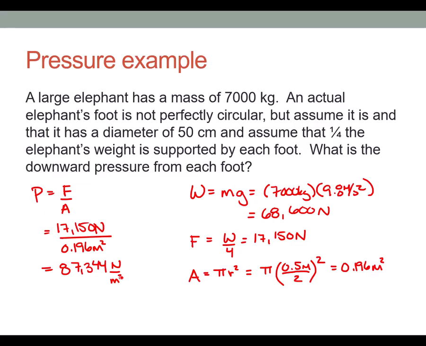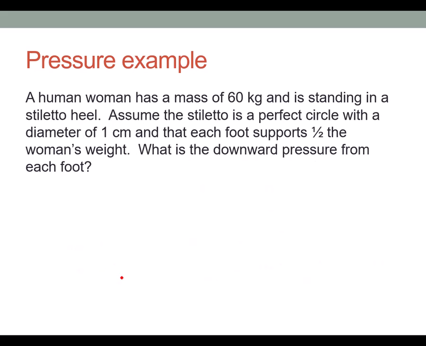Okay, so now we're going to basically do the same calculation, but for a human woman. The mass of our woman is 60 kilograms. This is a larger woman, and we're assuming she's in stilettos. Nice stiletto heels. Again, we're going to assume the stiletto is a perfect circle with a 1 centimeter diameter, and that each of her feet supports 1/2 of her weight, and all of that is on the stiletto.